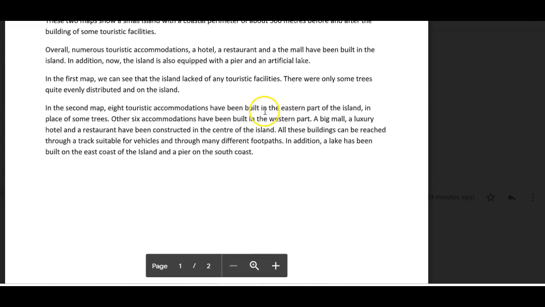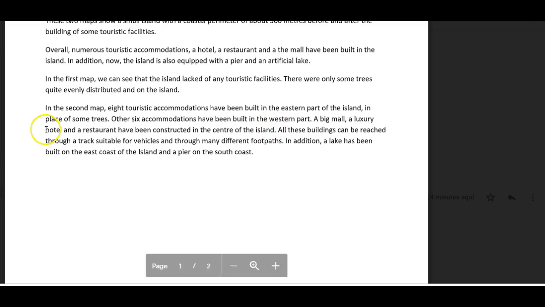Have been built on the east part of the island in place of some trees. 6 other buildings, don't call them accommodations again for the reasons I mentioned before. It'd be better to call them bungalows or homes, or lodging would have been good. Lodging facilities, housing facilities. So there's some other words you could have used. So let's try that. 6 other housing facilities have been built in the west part.